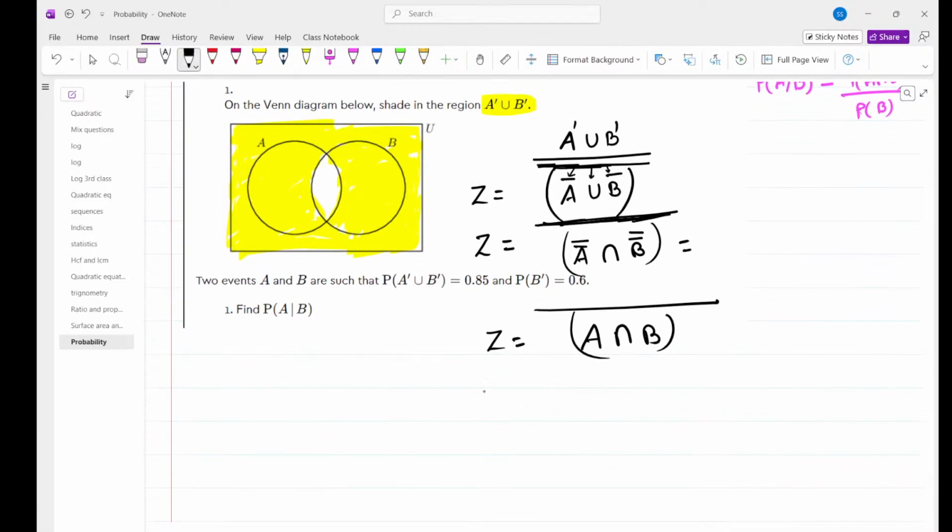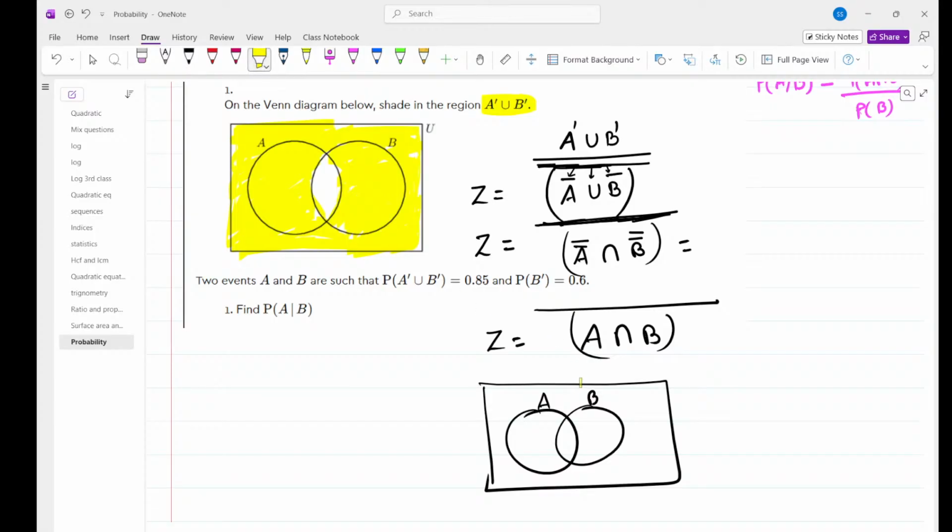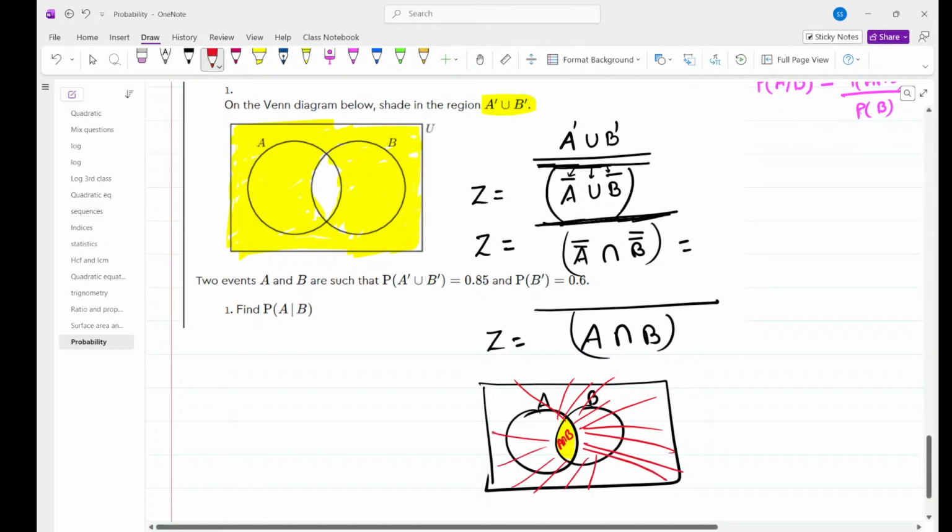See how we can analyze it simply now. This is your A, this is your B. We are interested in the region A intersection B. Where is A intersection B? This is A intersection B, right? But I have to shade the complement. It means all the region except this. So what I will do is include all of these except this A intersection B.